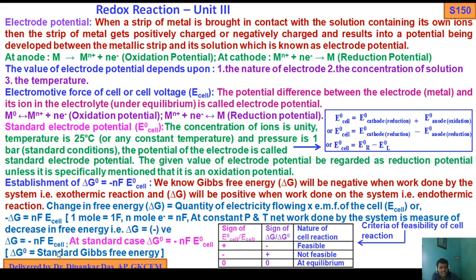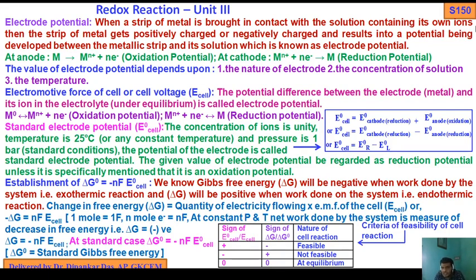At standard conditions, del G0 equals minus nF E0 cell, where del G0 is the standard free energy. So that is the relation, del G0 equals minus nF E0 cell. In order to be spontaneous, E0 cell should be positive, otherwise del G will not be negative.